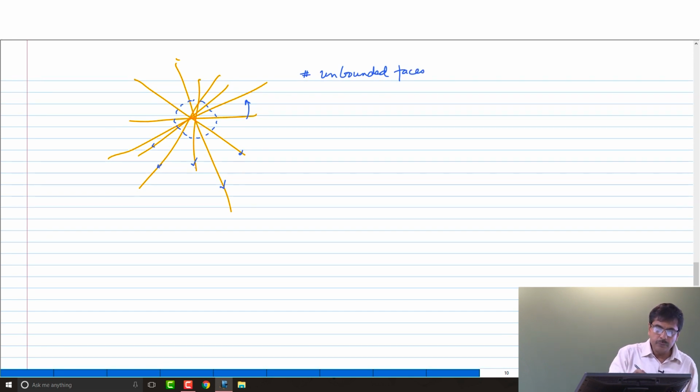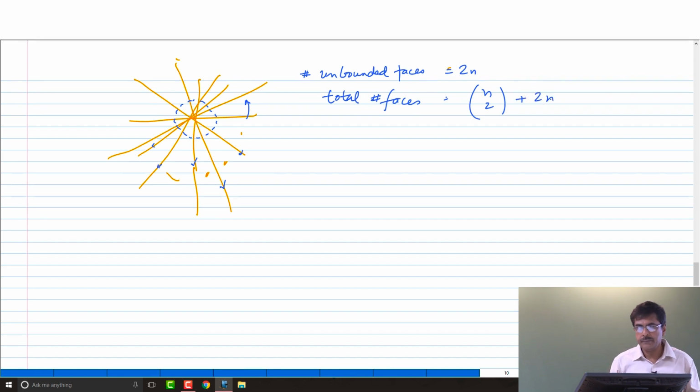So basically, you go from, so all these are faces, right? Basically, this is a face, this is a face, this is a face, and so on and so forth. So with n lines, there are 2n rays. So the total number of faces is n choose 2 plus 2n. So this is a geometric way of arguing rather than plugging it into Euler's formula.